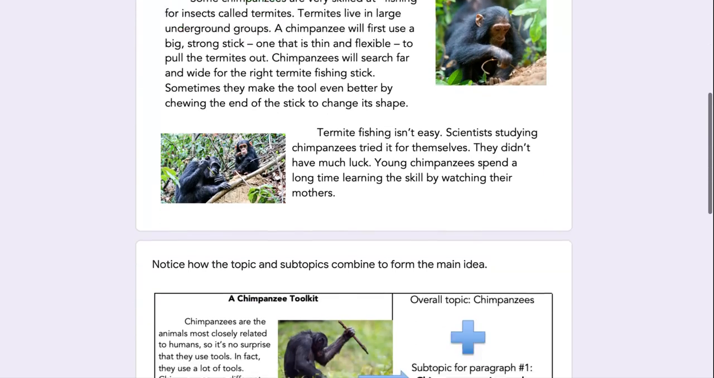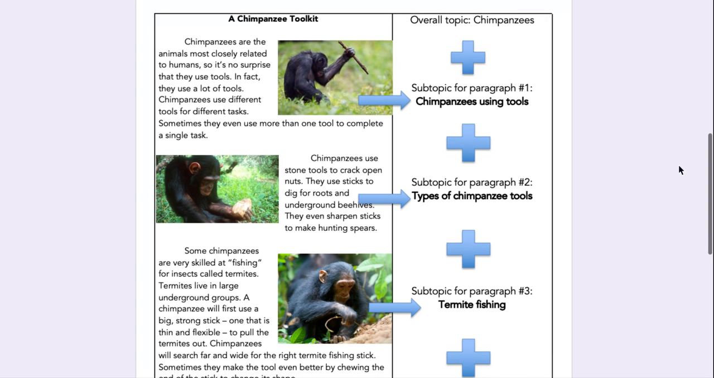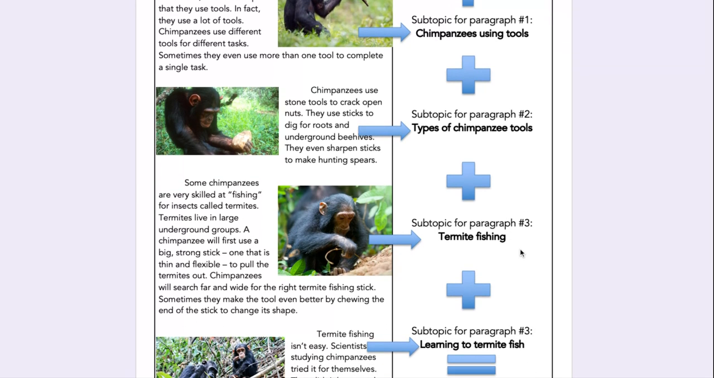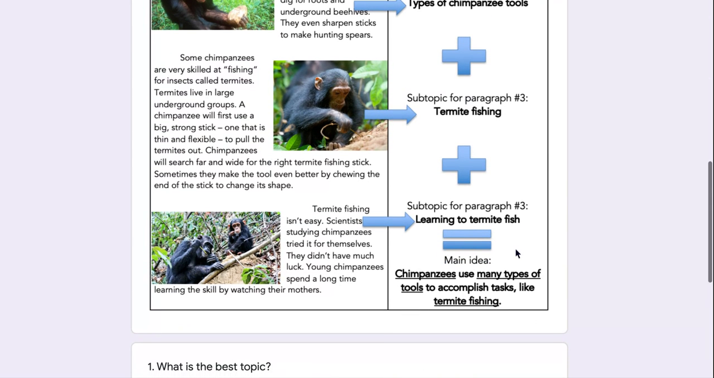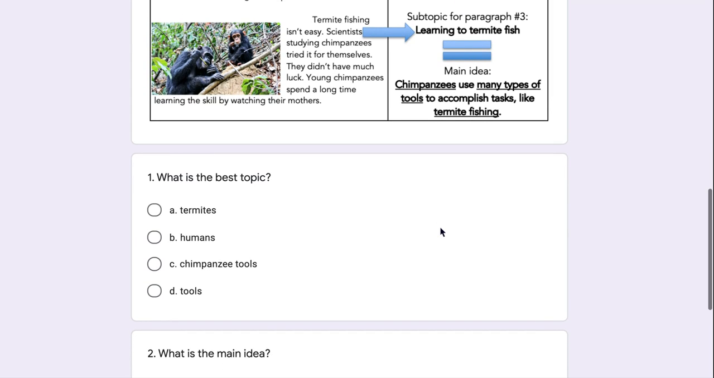Now, we're not going to reread our entire story today, but we are going to take a closer look at how we identified the topics and subtopics when we first read this story. Notice that our entire story was about chimpanzees, and we identified our subtopic for paragraph 1 as chimpanzees using tools, our subtopic for paragraph 2 as types of chimpanzee tools, our subtopic for paragraph 3 as termite fishing, and our subtopic for paragraph 4 as learning to termite fish.